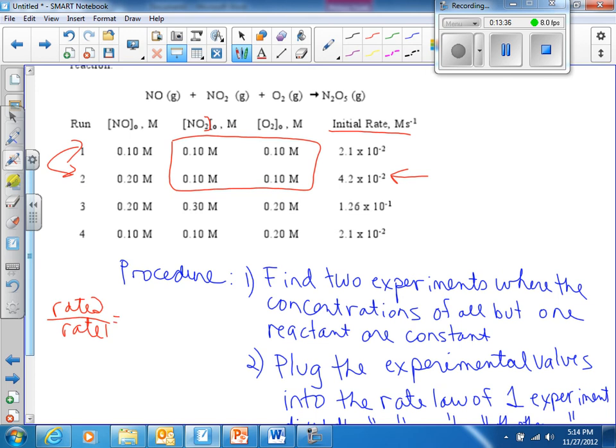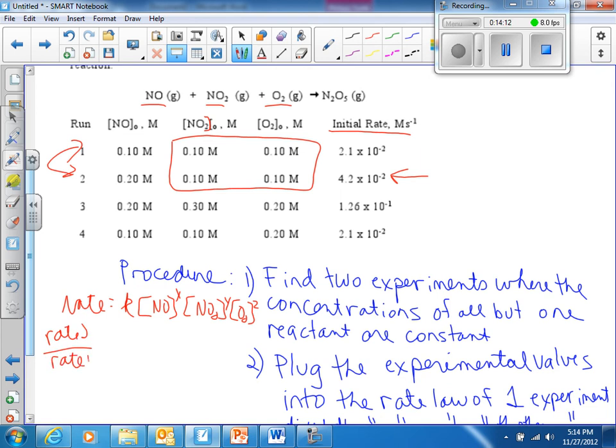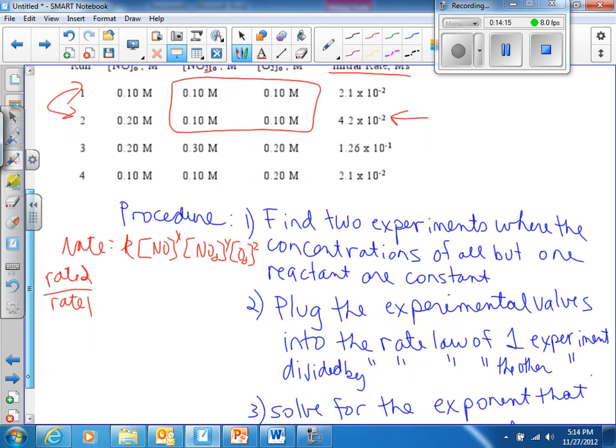And we know the rate is, hold on, let me erase this for a moment. We know the rate is k [NO] to the x, [NO2] to the y, [O2] to the z. We know that. That's just any reaction. You just write rate equals k, and then you put each reactant raised to a power. It doesn't matter if you use x, y, and z or a, b, c. It's up to you. So we're going to do rate 2 over rate 1.